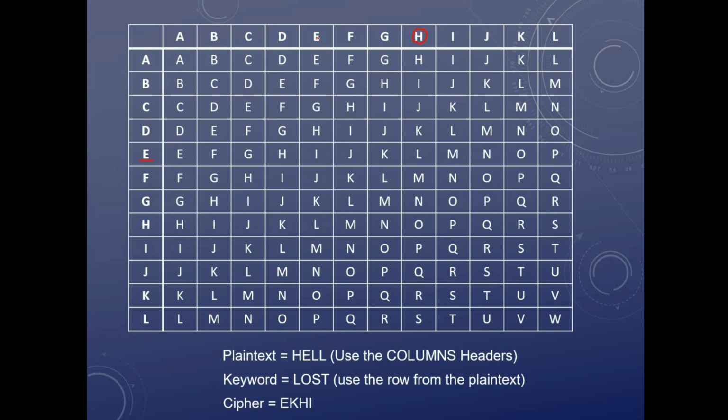Then I'm going to go to E, which is right here. I'm going to go down until I get to the O, slide over. That's my second encrypted letter. L. Okay. I'm going to go down to the S, and that's my third encrypted letter. And then L again, but I'm going to go down to T. That is my fourth encrypted letter.